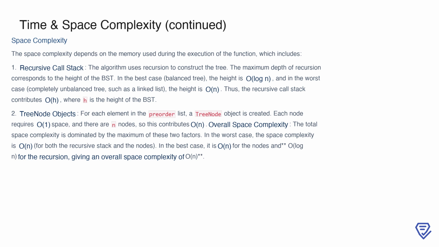Second, for each node in the preorder list, a tree node object is created, and each object requires O(1) space. With n nodes, this contributes O(n) to the space complexity. Thus, the total space complexity is dominated by the larger of these two factors. In the worst case, where the tree is completely unbalanced, the space complexity is O(n) for both the nodes and the stack. In the best case, for a balanced tree, the space complexity is O(n) for the nodes and O(log n) for the recursion, which still results in an overall O(n) space complexity.